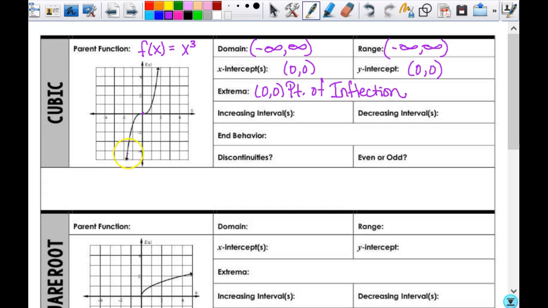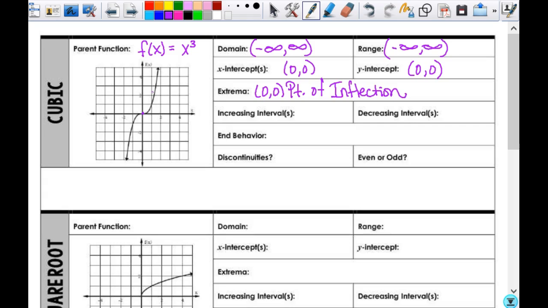So like my graph right here, I'm increasing. I just slow down a little bit, hit that point of inflection, and then I speed up some more. But I don't change my direction, right? It's just kind of a bump in the road, like I slowed down a little bit. So that's why it's different, and it's not an extrema.